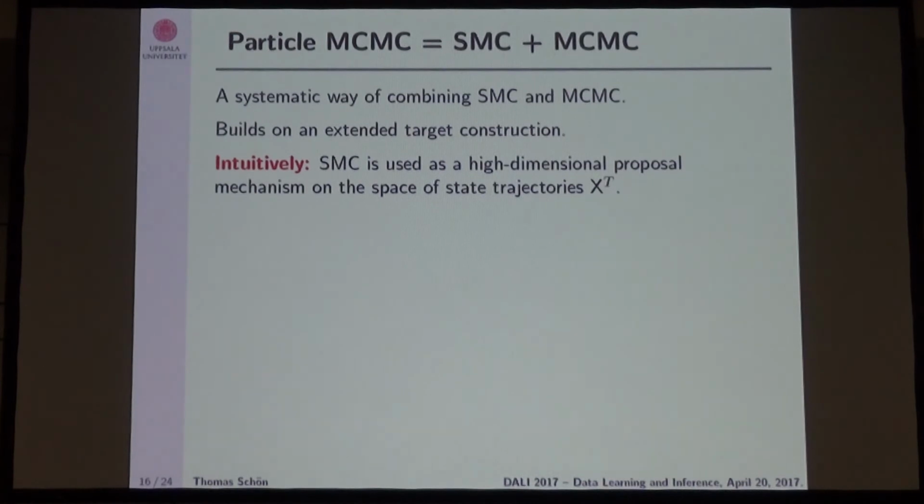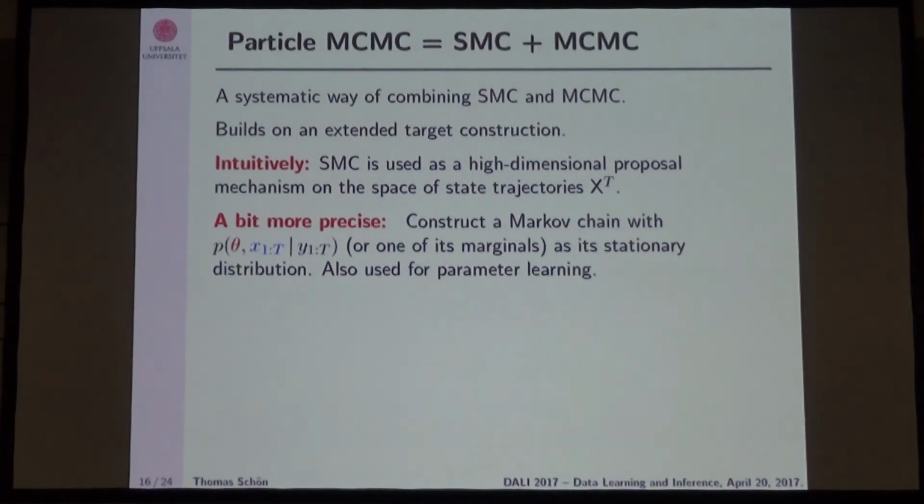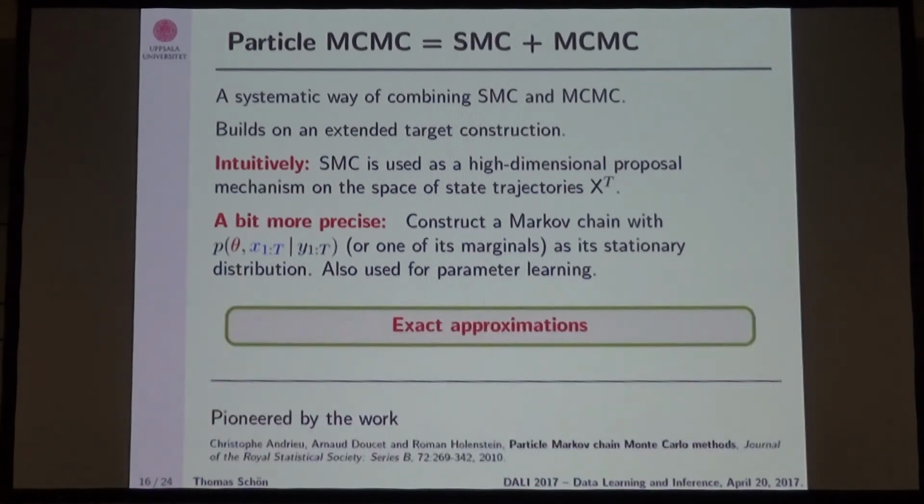So that is indeed a huge space, but it's a space with a lot of structure, because we have our dynamical model telling us how to move around in this space. And the SMC algorithm gives you a way of transforming your measurements into that state space. And a bit more precisely, what you do is you build a Markov chain that has the target distribution we're looking for as its stationary distribution. So you can also use this for parameter learning if you want.